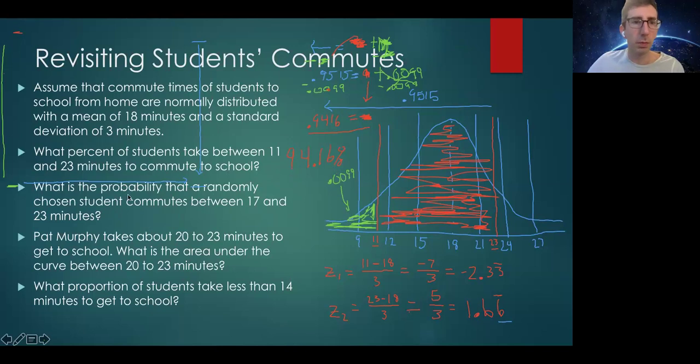So we'll take a break there. In the next video, we'll answer this next question: the probability that a randomly chosen student commutes between 17 and 23 minutes.